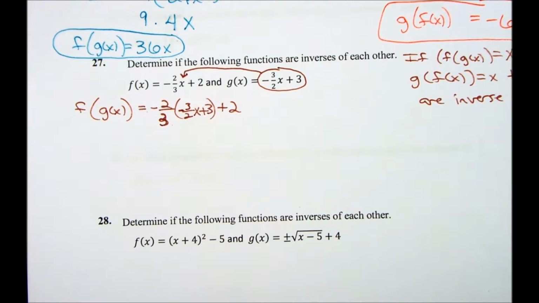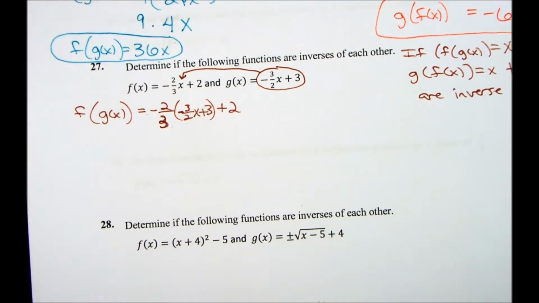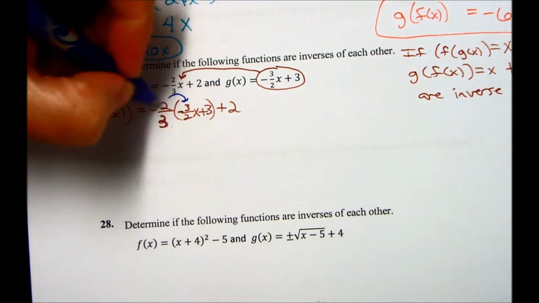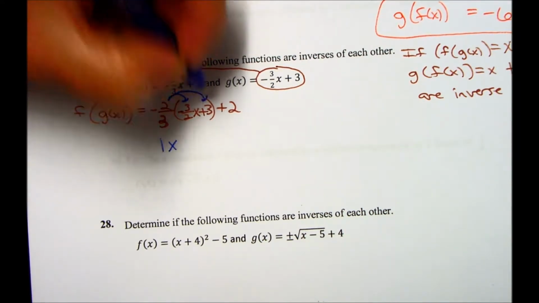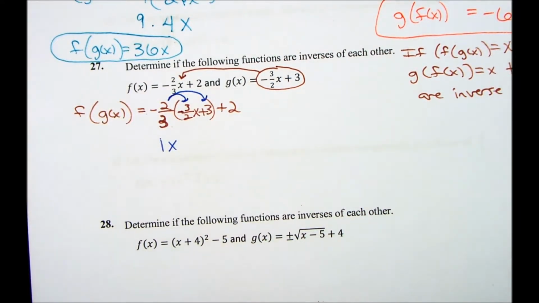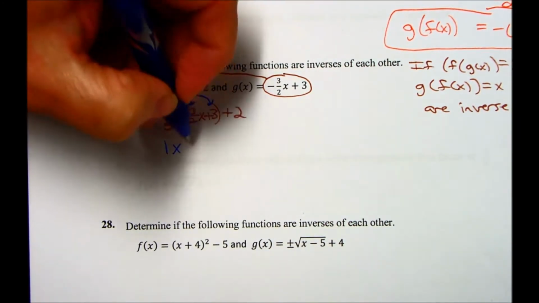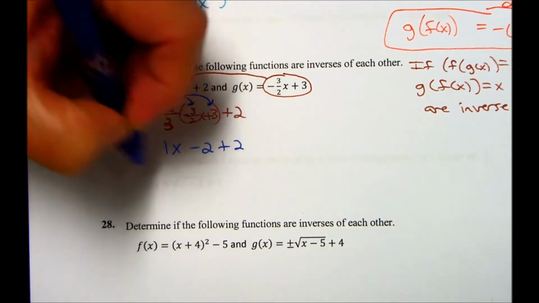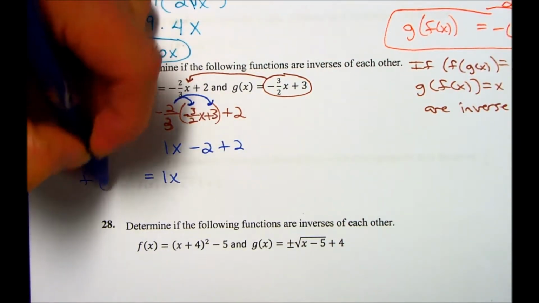So now when you multiply that out, the negative 2/3 times the negative 3/2 would give us a positive 1x. The negative 2/3 times the 3 would equal a negative 2, and then you'd have this plus 2, which would simplify to just 1x. So that does equal x.